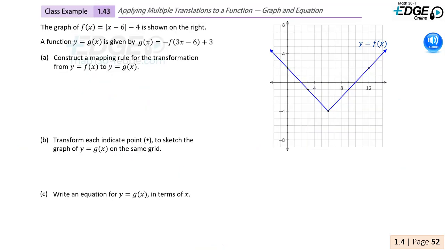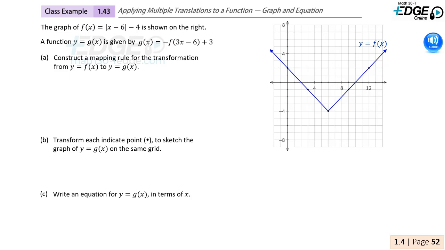In class example 1.43, we will apply multiple transformations to the graph and equation of an absolute value function. So here, we're given f of x equals the absolute value of x minus 6 minus 4. Basically, an absolute value function that has been shifted 6 right and 4 down off of the origin. We're then given g of x, the transformed function defined by -f of 3x minus 6 plus 3.